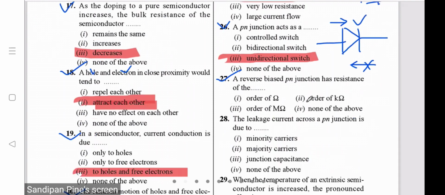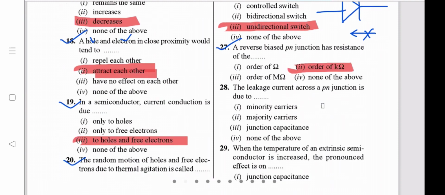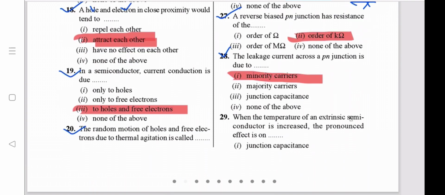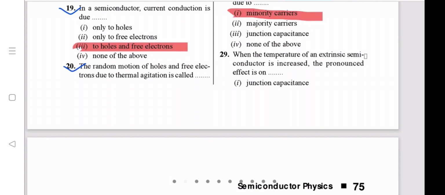Next, a reverse bias PN junction has resistance of the order of kilo ohm. Just now we saw, kilo. The leakage current across a PN junction is due to minority carriers. Forward current is due to majority carriers. Leakage current is due to minority carriers. Leakage current means reverse current, reverse bias current. When the temperature of an extrinsic semiconductor is increased, the pronounced effect in capacitance, we haven't taught yet. So after teaching, we will understand this. What is the effect on capacitance?